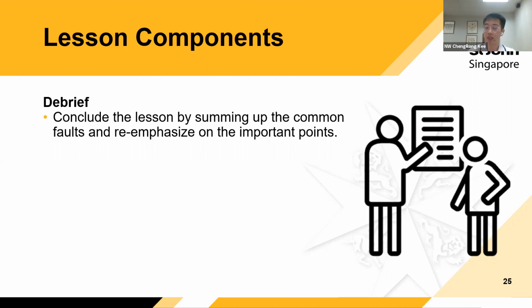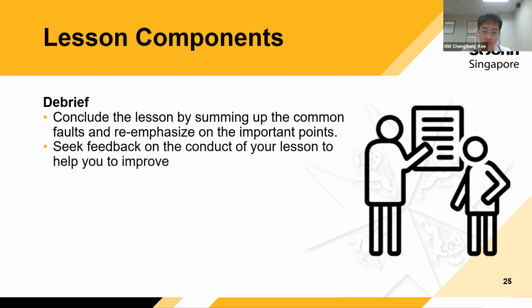Similarly, for the knot example, you do not do left over right, you do left over right and right over left, something like that. Seek feedback on the conduct of the lesson to help you improve. This is important for the lecturers because you yourself may not know what you're doing badly in. The target audience, however, are capable of seeing your mistakes. So this is when you can get feedback from your target audience themselves.